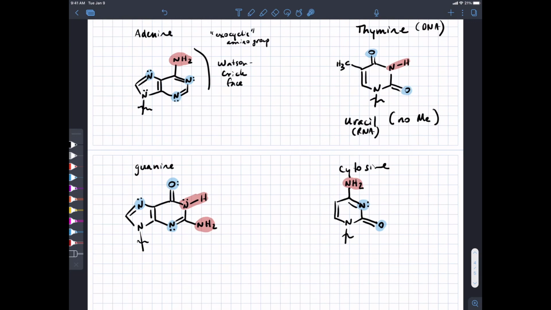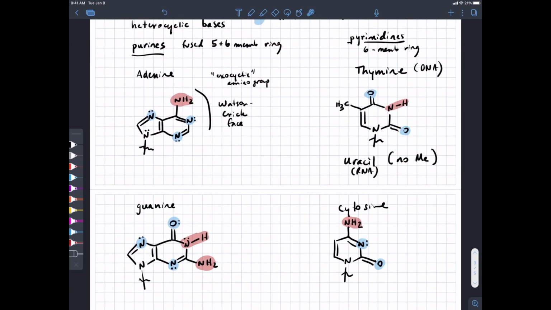Okay, so what I want you to do for homework before next time is draw a hydrogen-bonded pair of adenine with thymine, and draw a hydrogen-bonded pair of guanine with cytosine. All right, that'll do it for today.